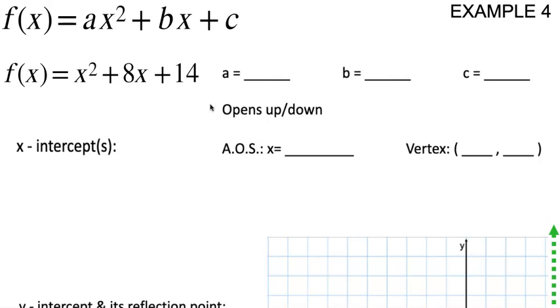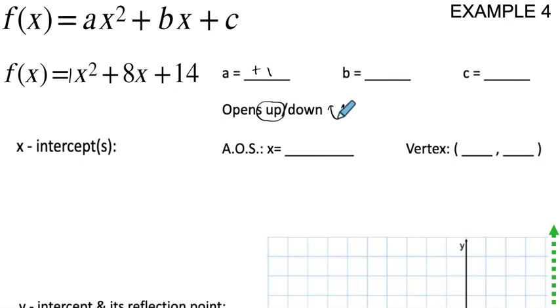Alright, so here's example 4 from our notes, graphing in standard form, ax squared plus bx plus c. Let's fill in what we can first. We've got a, b, and c to fill out. Remember, a is the leading coefficient in front of x squared, so a is 1. The fact that a is 1 and positive relates directly to the opening of my graph. So my graph is going to have a U-shape opening up.